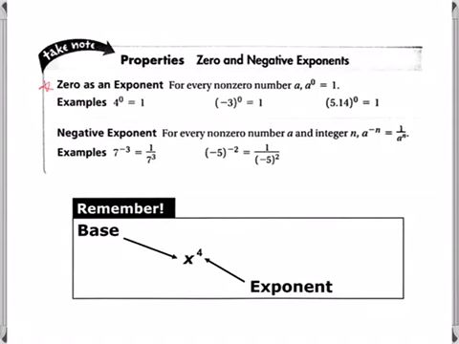And then remember, in terms of exponents, the number for which the exponent is applied to is called the base, and the small number in the right-hand corner is called your exponent.